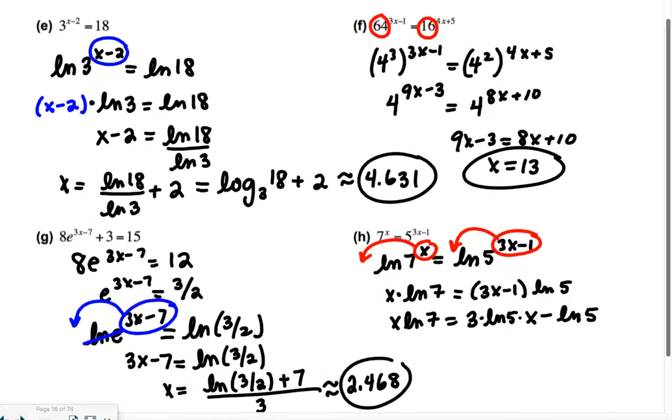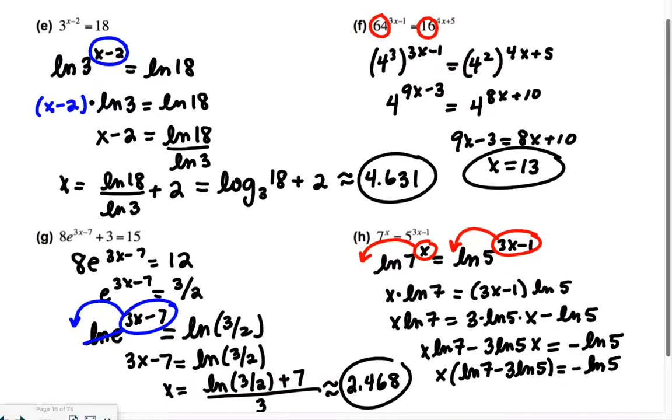We're going to get all the x's together. So we're going to have x times natural log of 7 minus 3 times natural log of 5 times x is equal to negative natural log of 5. That allows us to, as Kyle's saying, factor the x out. So I get x times (natural log of 7 minus 3 natural log of 5) equals negative natural log of 5.